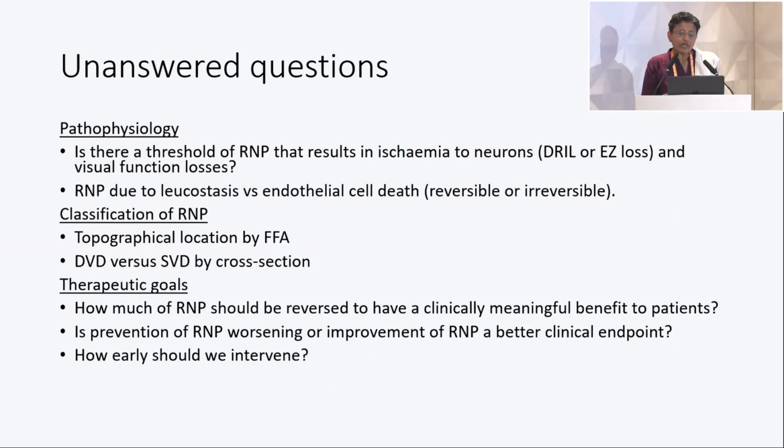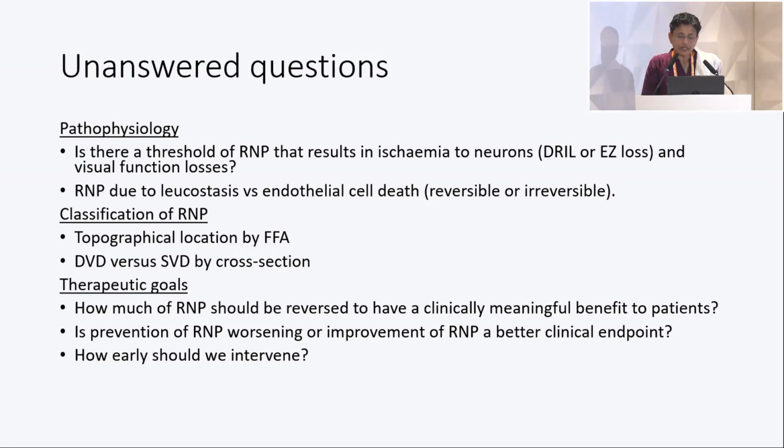So there are several unanswered questions in this field. For example, we don't know the threshold of retinal non-perfusion required for neuronal damage. We also don't know why the discrepancy between DRSS and capillary non-perfusion. Probably it may be due to anti-VEGF just working on the leukostasis part, but having no effect on non-perfusion. The topography of retinal non-perfusion seems to be very important, both in cross-section as well as in the superficial and deep vascular plexus.